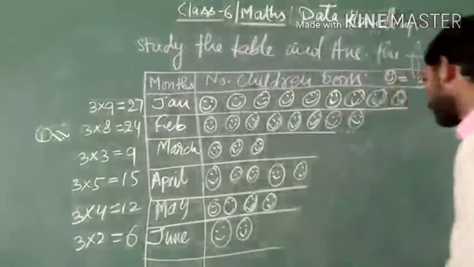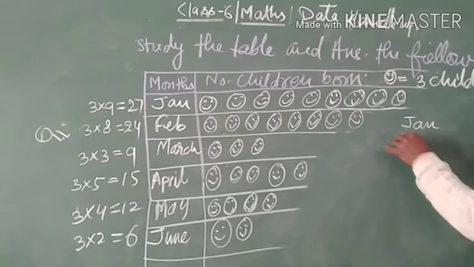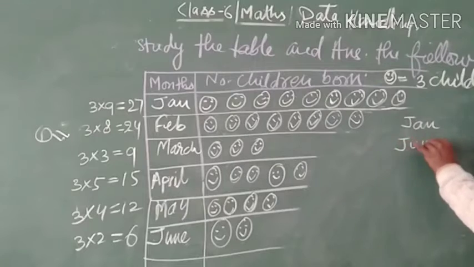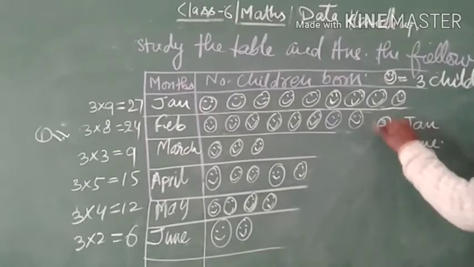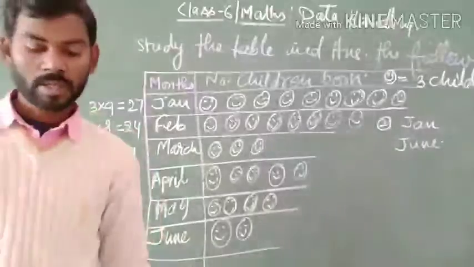Therefore our answer is: the maximum number of children were born in the month of January and the minimum number of children were born in the month of June. Okay, this is the answer to the second question. Okay, student, I hope it is clear.